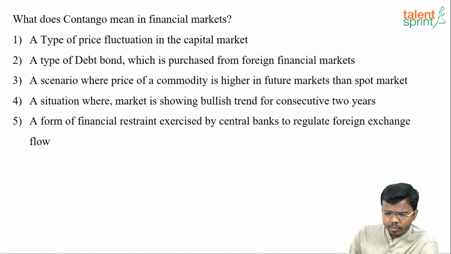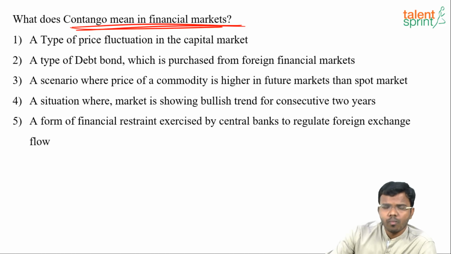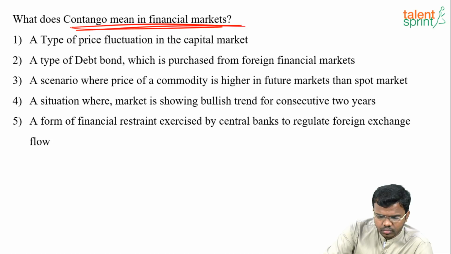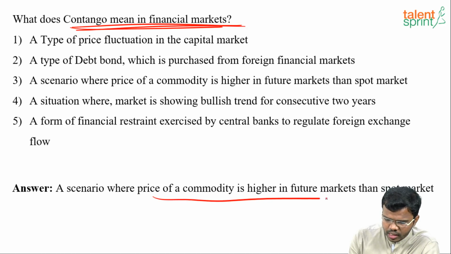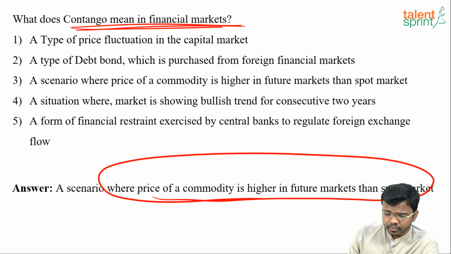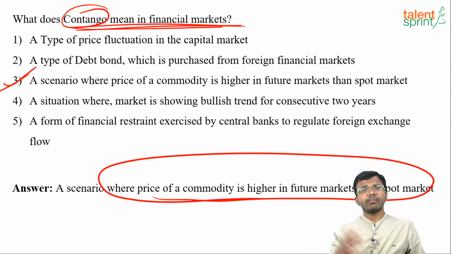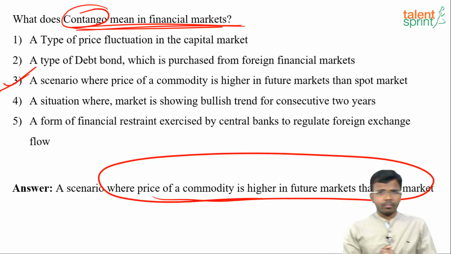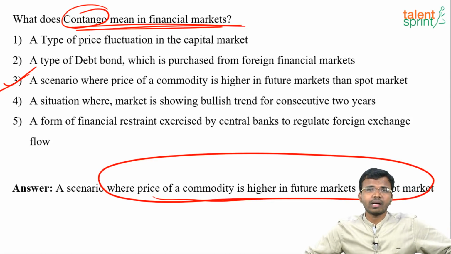Next, what does Contango mean in financial markets? Yes, the right answer is where the price of a commodity is higher in future markets than the spot market. So that is called Contango. Hope you know about the commodities market. The commodities are traded here. The buying of commodities doesn't take place in a vegetable market, right? Here the commodities are traded in the commodities market.